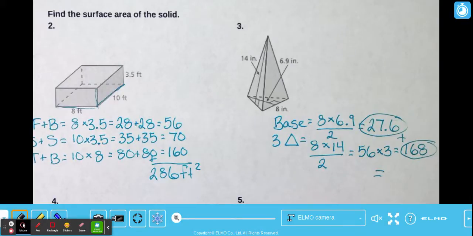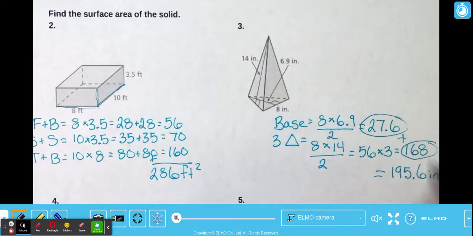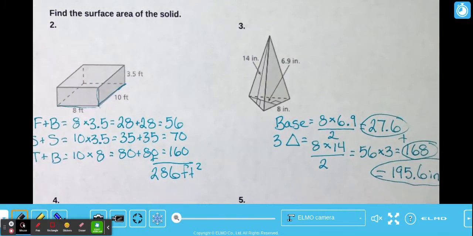What do we get? 195.6. What? Inches squared. Yeah, because it's surface area. Again, area is to the power of 2. What is to the power of 3? Volume, yeah.